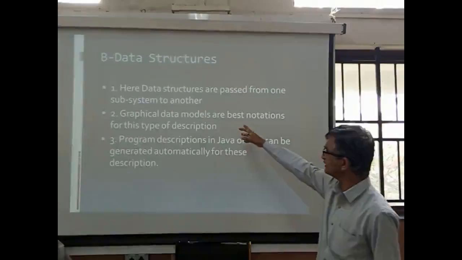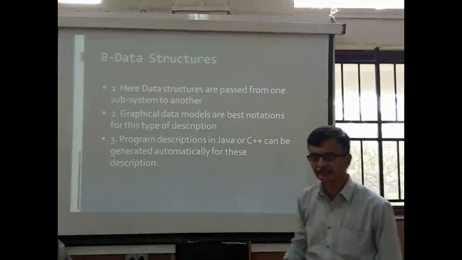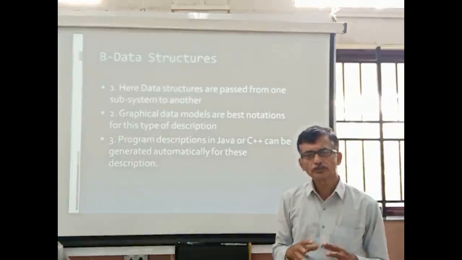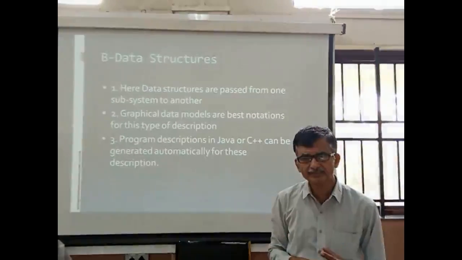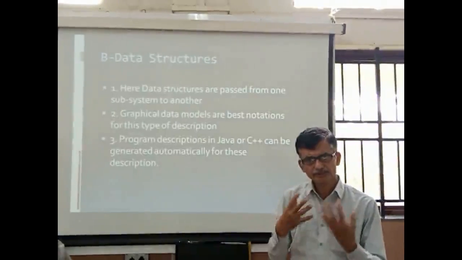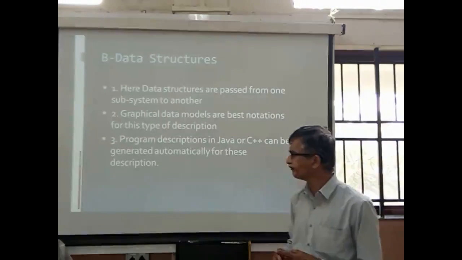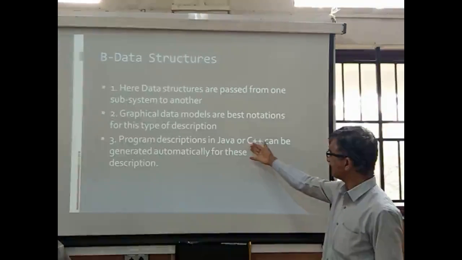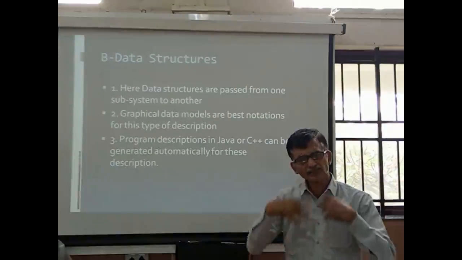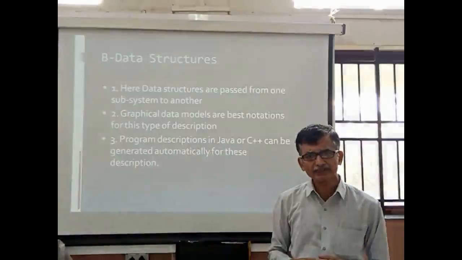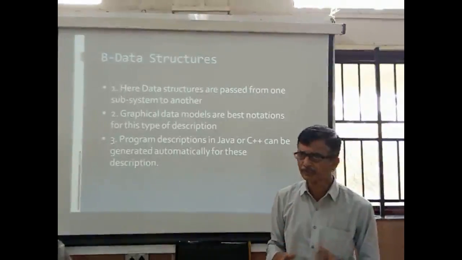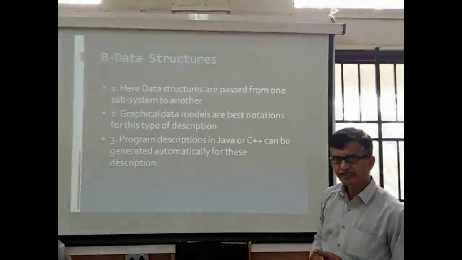Graphical data models are the best notations for this type of description. If you write in words, it is very difficult, but if you use graphical notations, they can be clearly understood by the programmer. So the developer must specify in graphical models. Program descriptions in Java or C++ can be generated automatically from this description. There is software which automatically generates interface specifications, and it is possible in the case of Java and C++. So this is about the data structure interface.